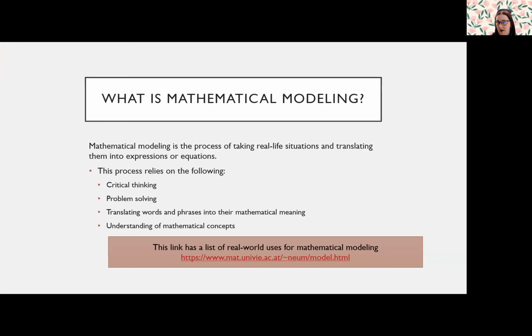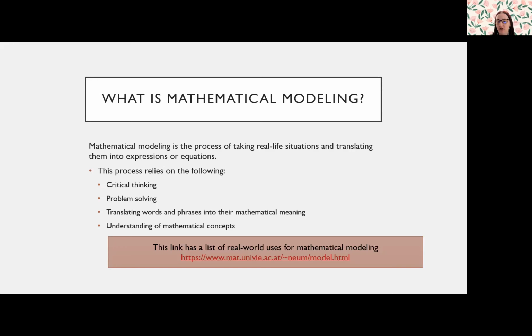So the process of mathematical modeling is really important. This is a good way to learn critical thinking skills. Even if you are not going on to a degree or a program where you have to use a lot of math, you're still learning some valuable skills by going through mathematical modeling because it helps you get logical thinking. You have to do a lot of critical thinking to understand how things are put together. There's problem solving. You are directly translating words and phrases into what they mean mathematically. And you need to have some understanding of mathematical concepts in order to really put these things together.